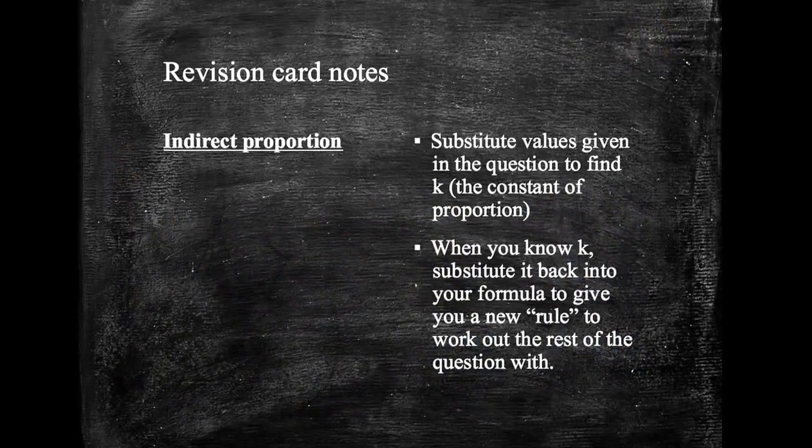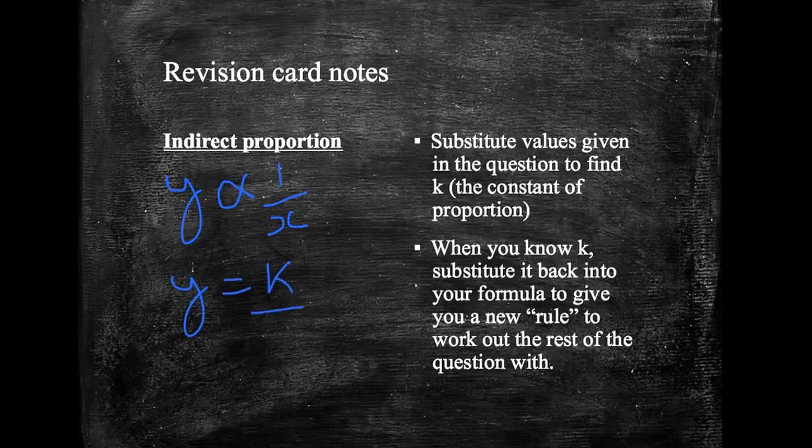Notes on this, and for your revision cards, these are the key parts to remember. So y is proportional to 1 over x. That means that y equals k over x. This could be squared, of course, like we saw in the last question. Substitute your values in to find k. Once you've got k, you can work out the rest of the question. Okay, good luck with this topic. Hopefully this has made it a little bit clearer for you, and good luck with your exams.